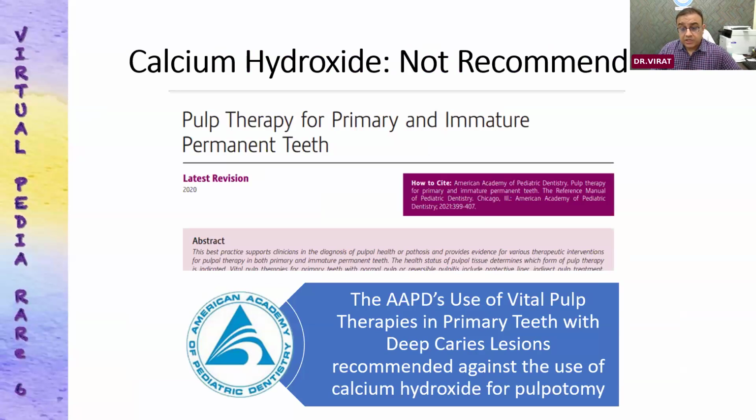However, according to AAPD, in vital pulp therapies in primary teeth with deep caries lesions, the use of calcium hydroxide for pulpotomy is recommended against.